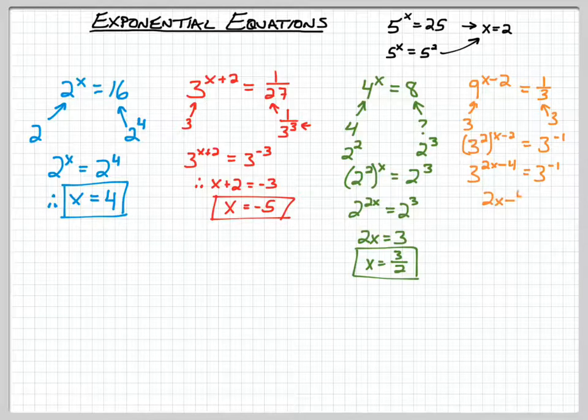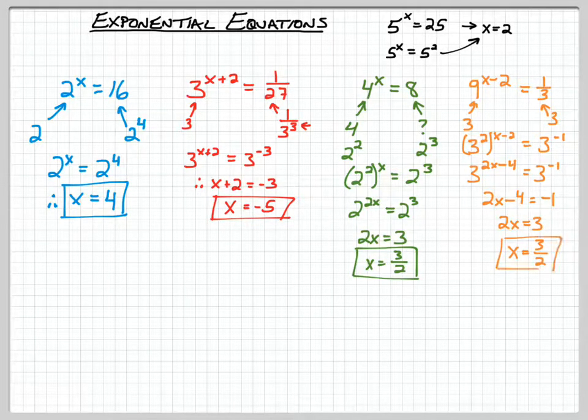Drop our bases, 2x minus 4 equals negative 1. Add our 4 to both sides and divide by 2, and we get another result of x equaling 3 over 2. Okay, so hopefully that gives you an idea of how these work when you're trying to solve with a variable in the exponent.